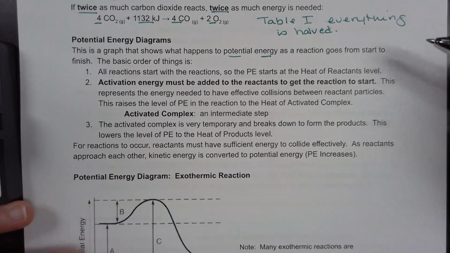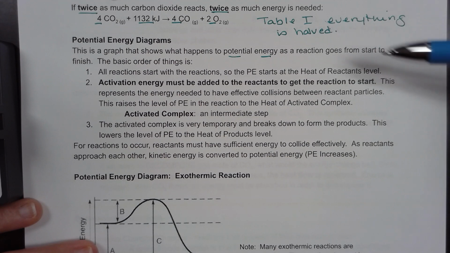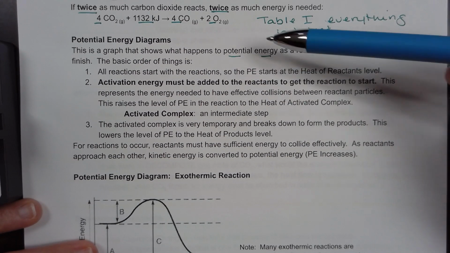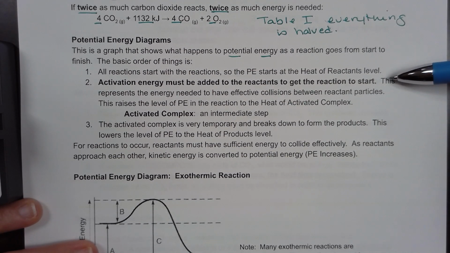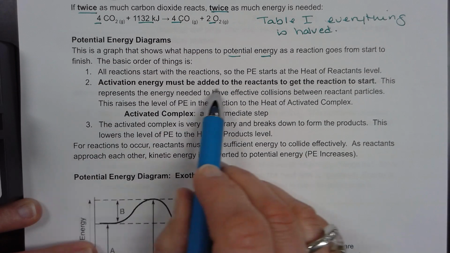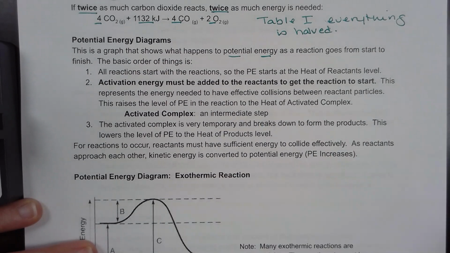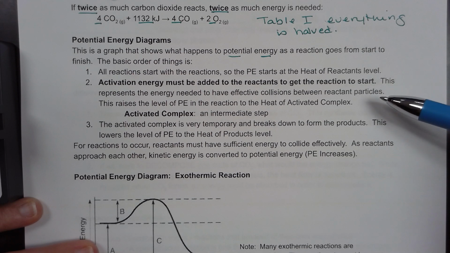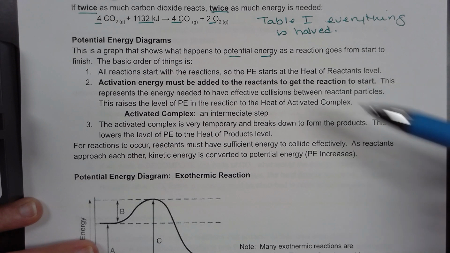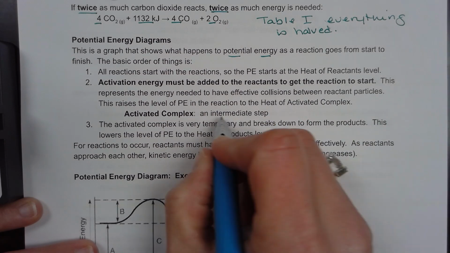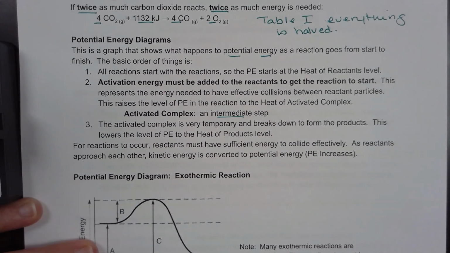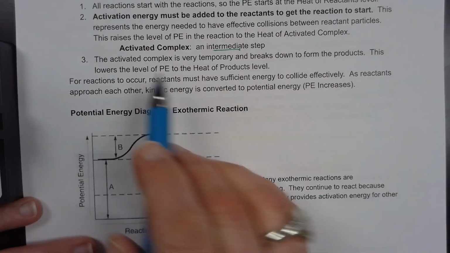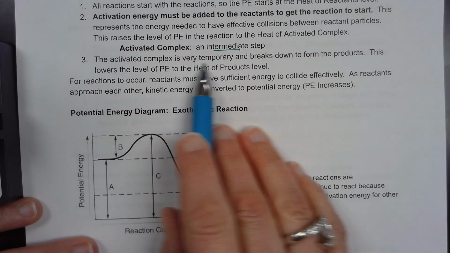There's a basic order for all potential energy diagrams. All reactions start with the reactants, so the potential energy starts at the heat of reactants level. Activation energy must be added to the reactants to get the reaction to start. We can't just go up a hill without putting some energy in. This represents the energy needed to have the effect of collisions. And our activated complex is an intermediate step. Activated complex is very temporary and breaks down to form the products.